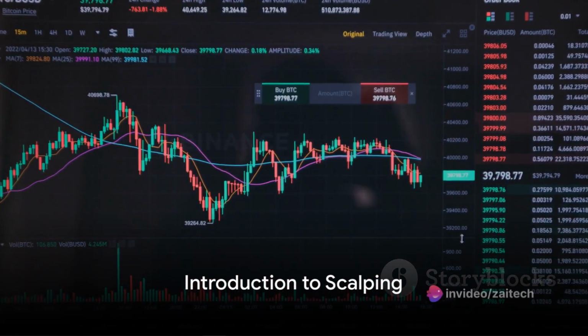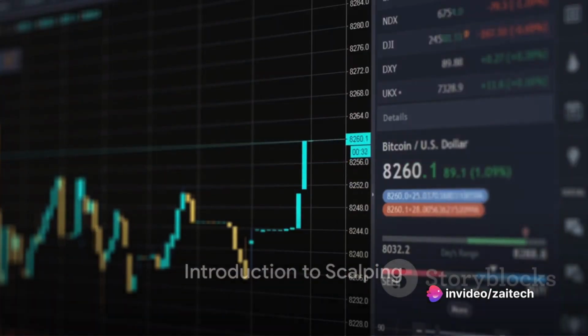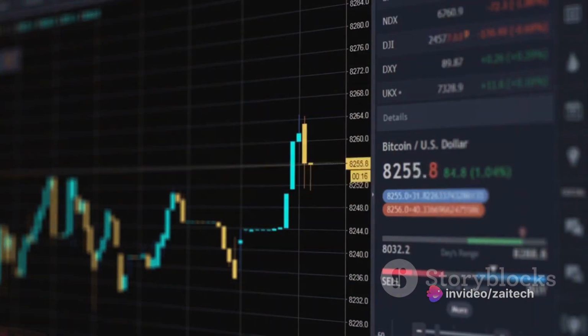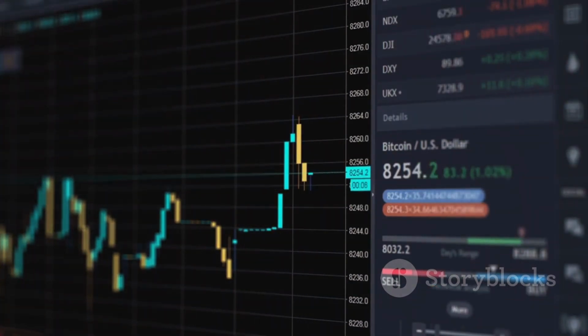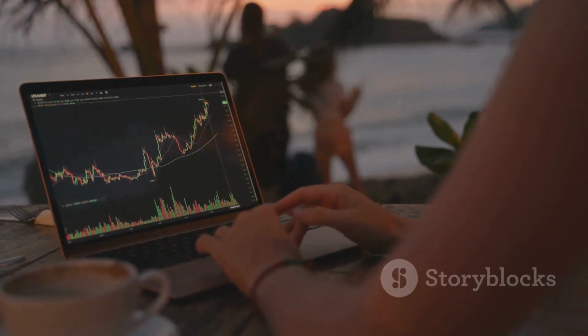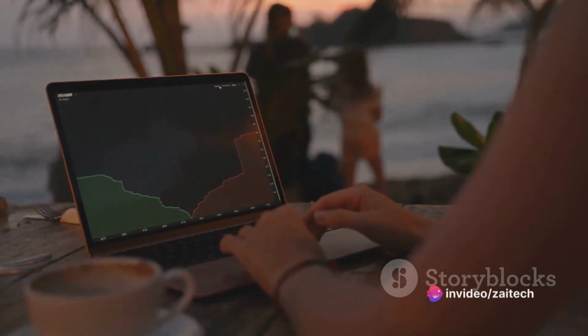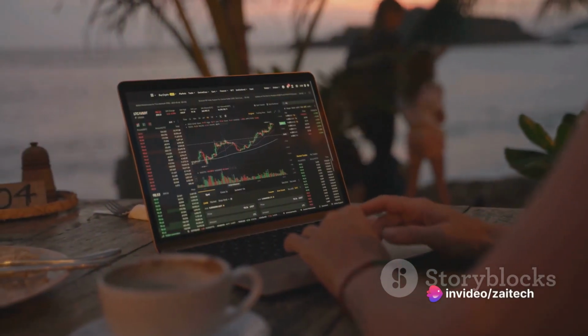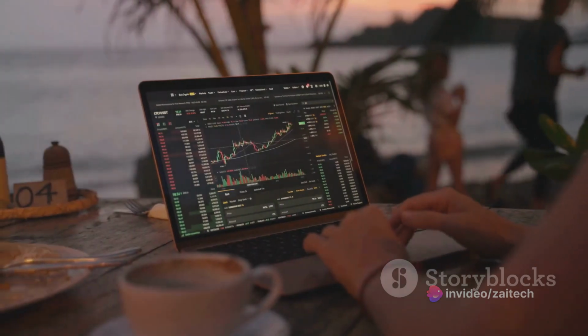Hello, crypto enthusiasts. I am your crypto trading expert, ready to guide you through the exciting world of scalping in cryptocurrency trading. Now, you may be wondering, what is scalping? Well, in the simplest terms, scalping is a trading strategy that focuses on making numerous trades within a short time frame to capitalize on small price movements.